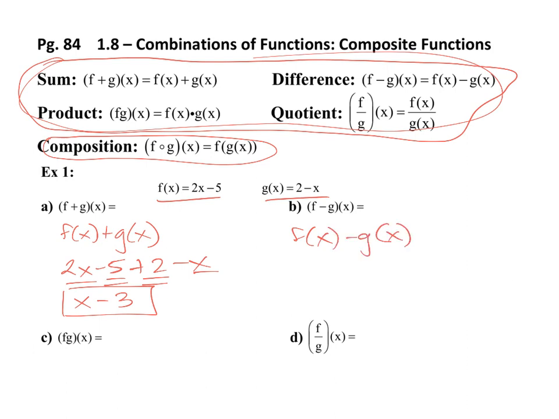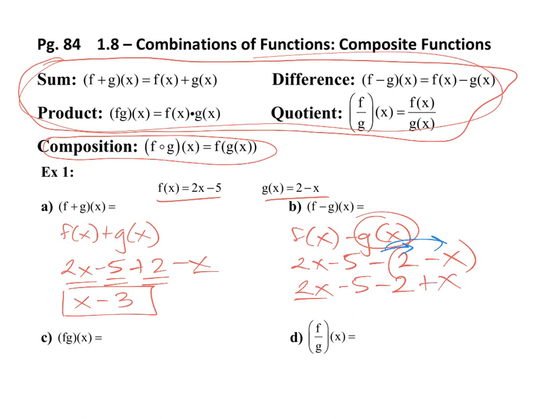Then we have f of x minus g of x. Replacing f of x with 2x minus 5 minus, here's the first mistake many students make. They write this. What's wrong with that? I'm subtracting this quantity. Well, what is g of x? 2 minus x. So make sure to put parentheses around it and distribute that negative, because that goofs a lot of students. So we have 2x minus 5 minus 2 plus x. Combine like terms, I have 3x, and then I have minus 7. So 3x minus 7.